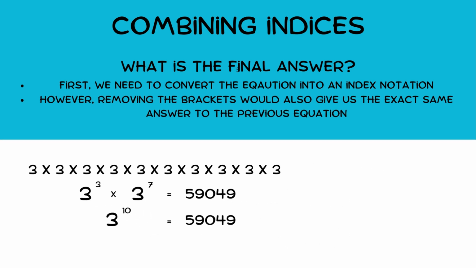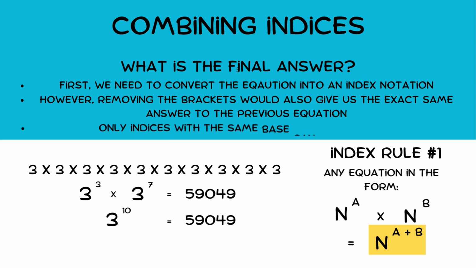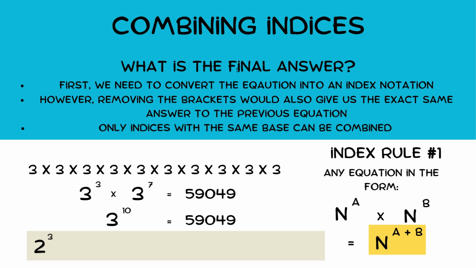What we notice, as a rule, is that any number, such as n, to the power of a multiplied by n to the power of b is equal to n to the power of a plus b. Only indices with the same base can be combined. For example, 2 to the power of 3 multiplied by 3 to the power of 4, multiplied by 2 to the power of 2 can be converted to 2 to the power of 3 plus 2, which is 5, multiplied by 3 to the power of 4, making our final answer 2,592.